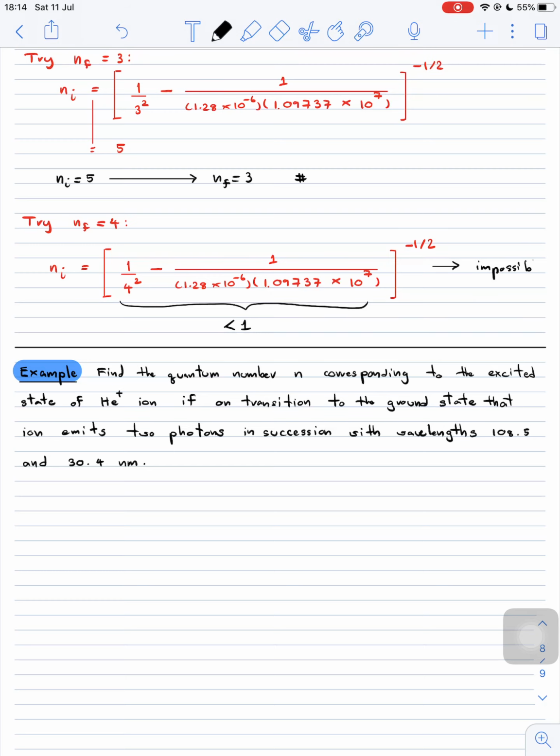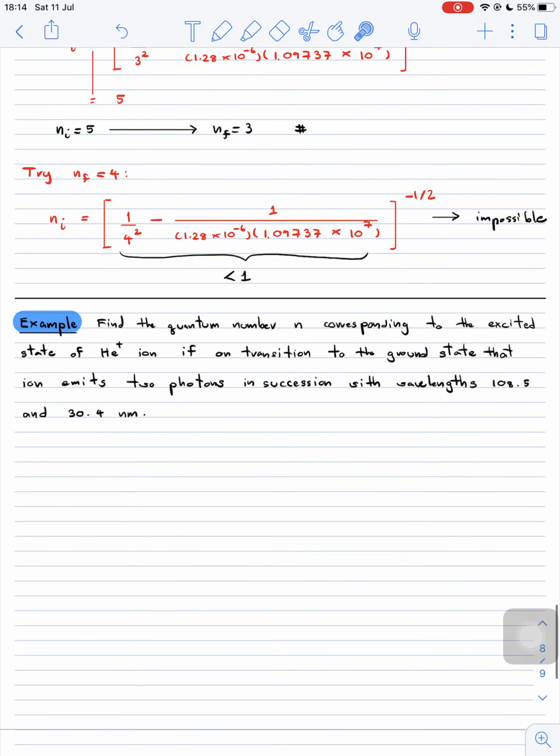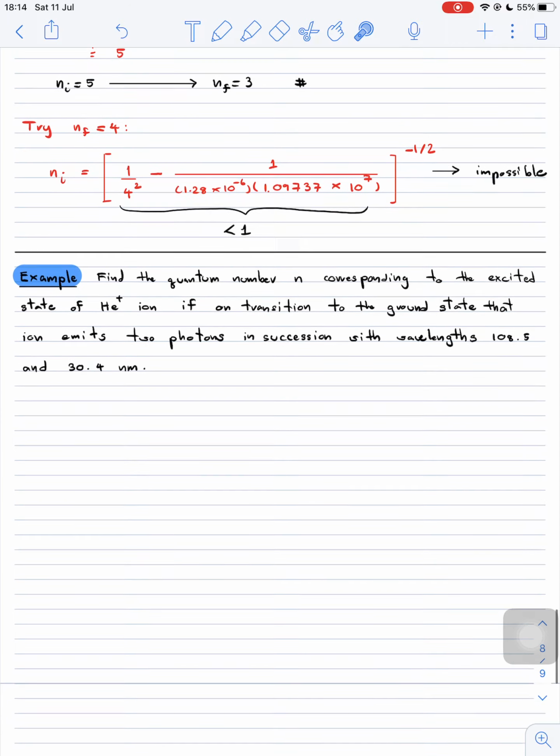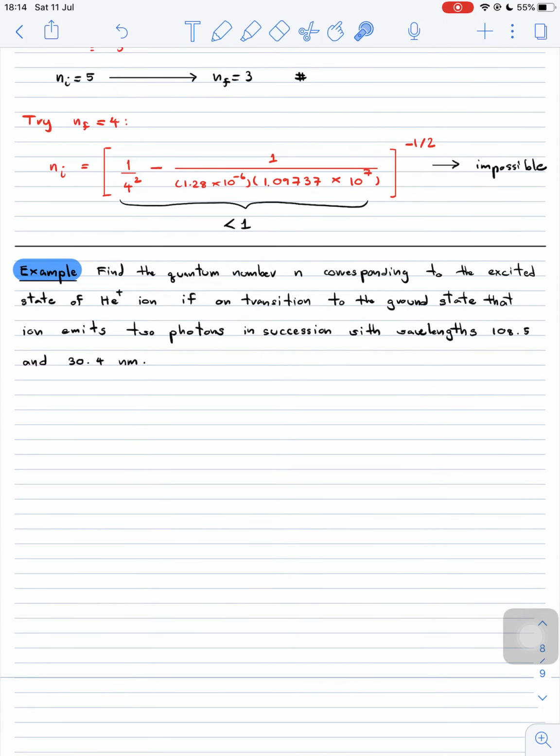Impossible. Okay, so now another example: find the quantum number n corresponding to the excited state of the helium ion, if on transition to the ground state that ion emits 2 photons in succession with the wavelengths 108.5 and 30.4 nanometers.